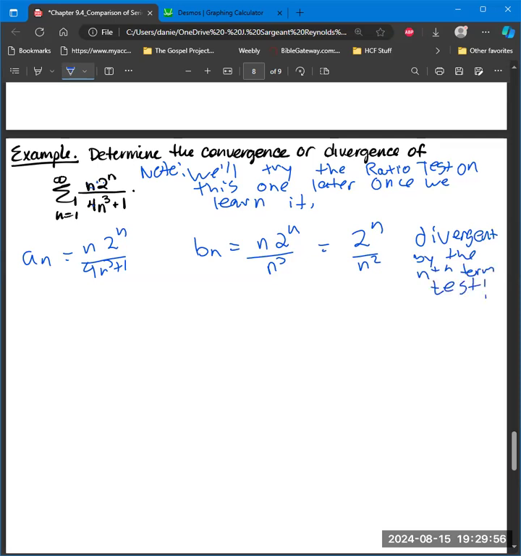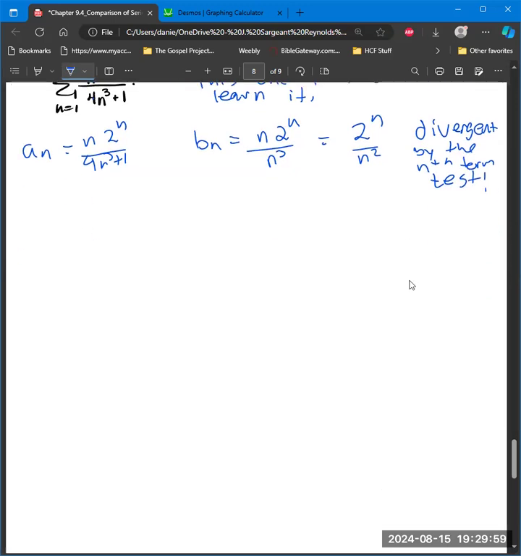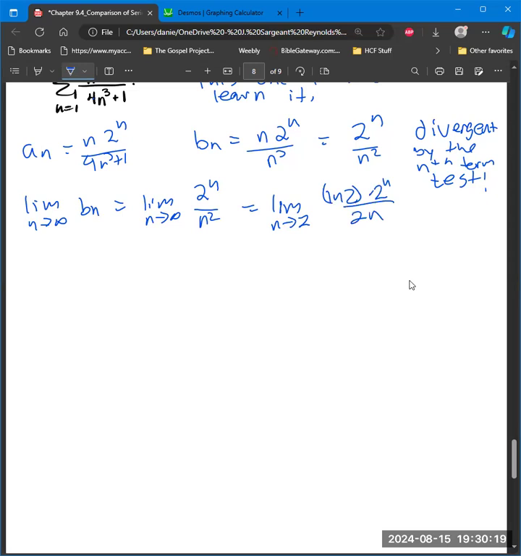Right? Let's go ahead and prove that to ourselves, that the limit as n goes to infinity of Bn is the limit as n goes to infinity of 2 to the n over n squared. We're going to use L'Hopital's rule. That's the limit as n goes to infinity of ln of 2 times 2 to the n over 2n, which is equal to the limit as n goes to infinity of ln of 2 squared times 2 to the n over 2, which goes to infinity.